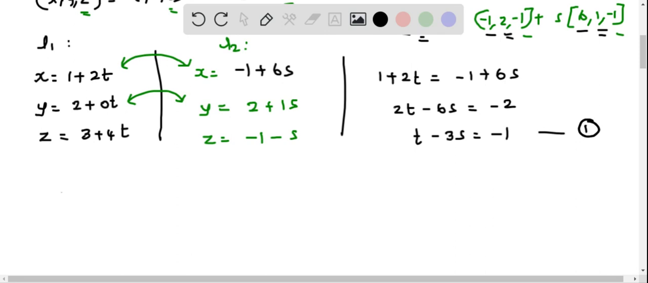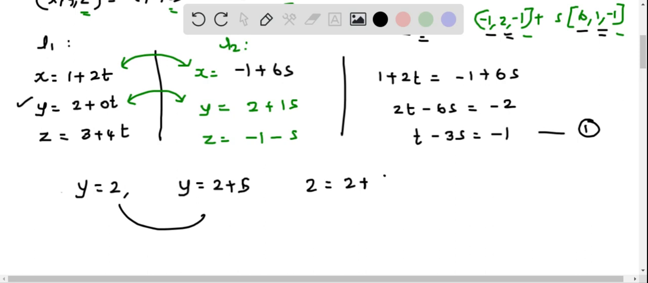Now using another equation, the y coordinate equation, we have y equals 2 plus 0t, that is, y is basically 2. And here we have y equals 2 plus 1s, which is 2 plus s. So when we equate these two, we get 2 equals 2 plus s, and this implies s equals 0.